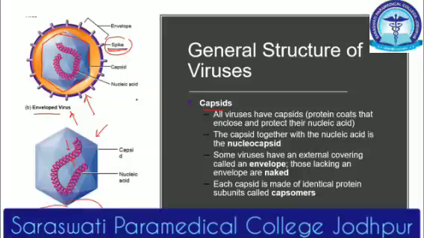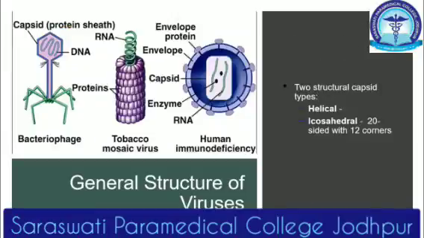Each capsid is made of identical protein subunits known as capsomeres. The capsomeres are the protein subunits which are linked with one another, stitched to one another, to form the icosahedron structure. Now there are two structural capsid types available, helical and icosahedral, two different capsid types.